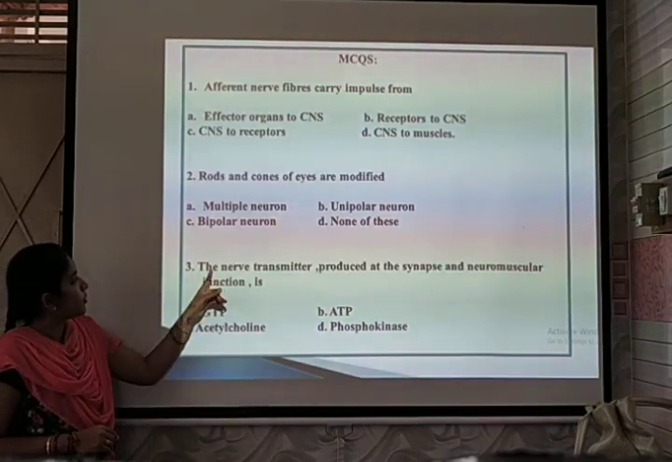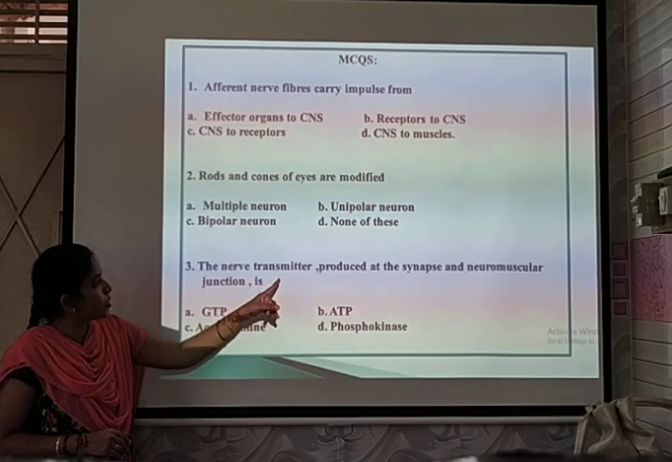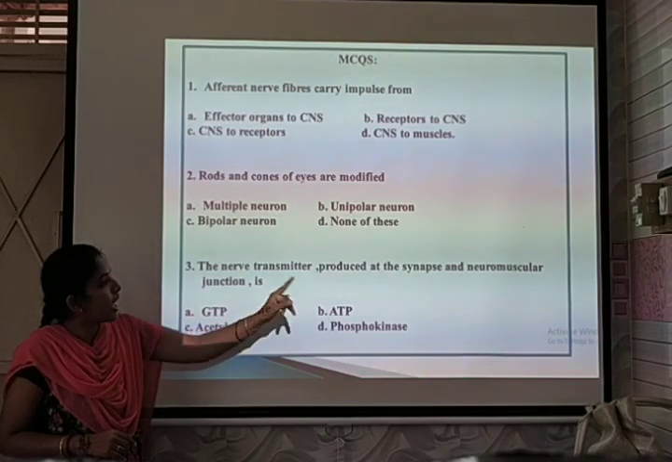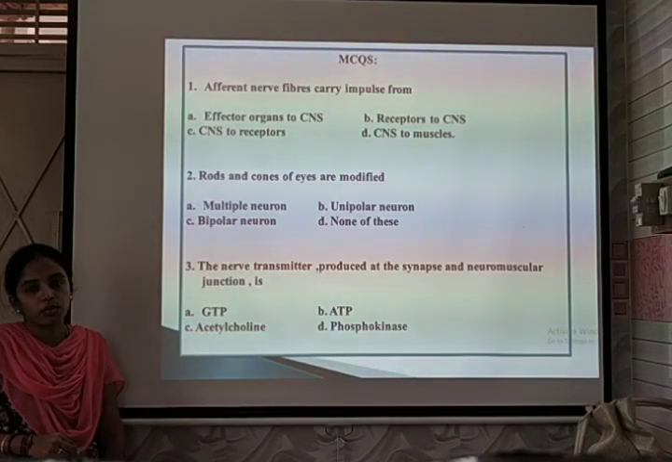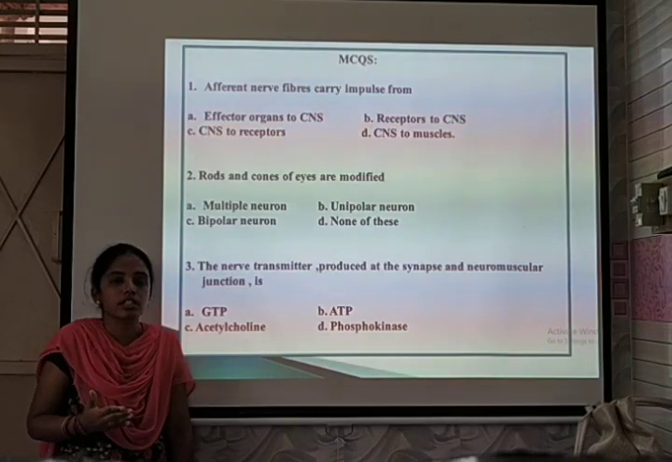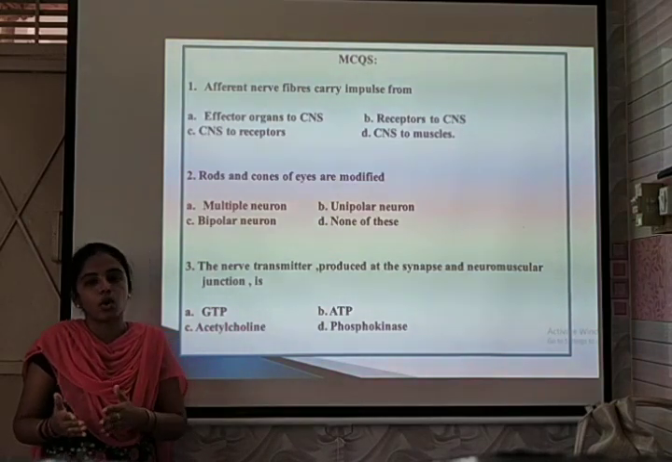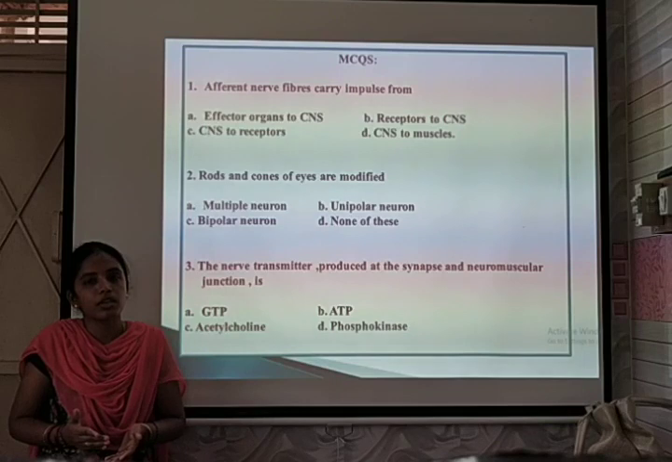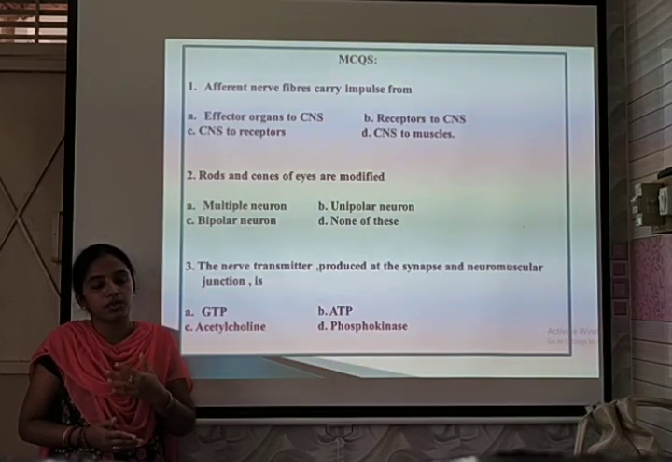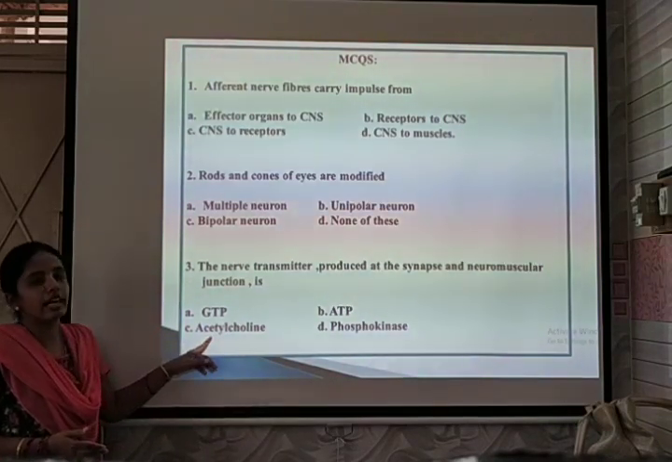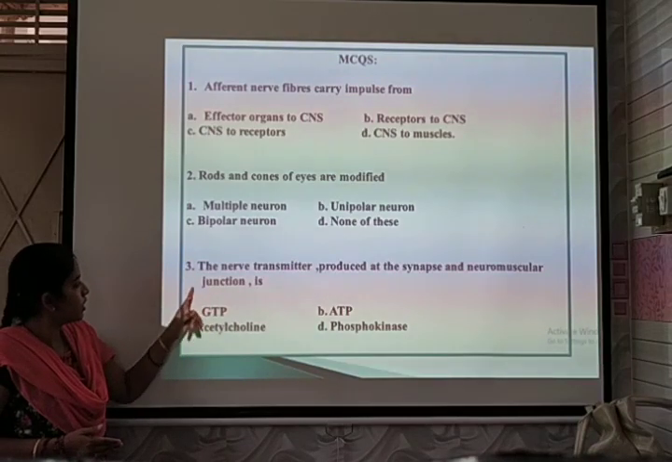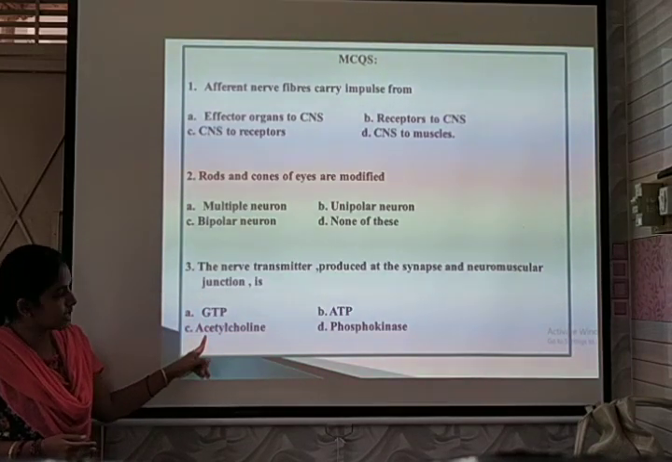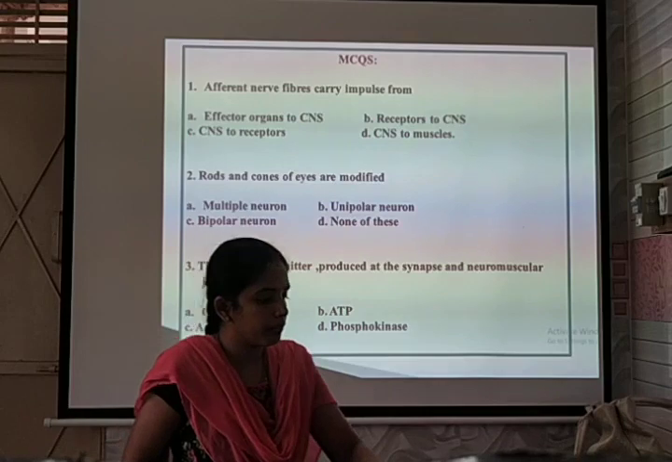Next option: a nerve transmitter produced at the synapse, the neurotransmitter junction. Here the transmission of signals from one neuron to another is carried by a chemical called a neurotransmitter, chemically called acetylcholine. So for the third question, the option is C, that is acetylcholine.